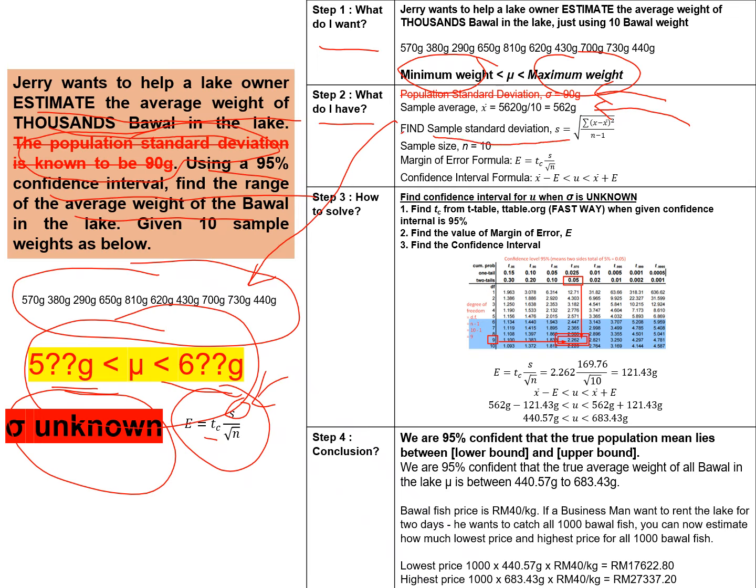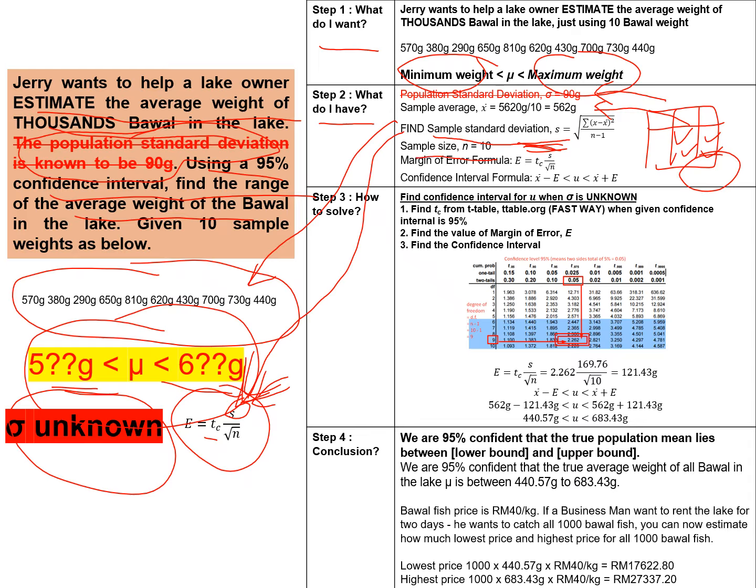Why do we need to find it? Because later on, S appears in the E formula here, the error margin formula. To find the sample standard deviation, it takes some time because we need to construct a table. If we do it manually, first we find the summation of X minus X bar, and at the end, we find one S number.